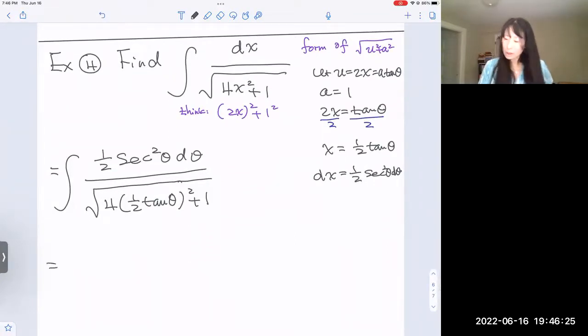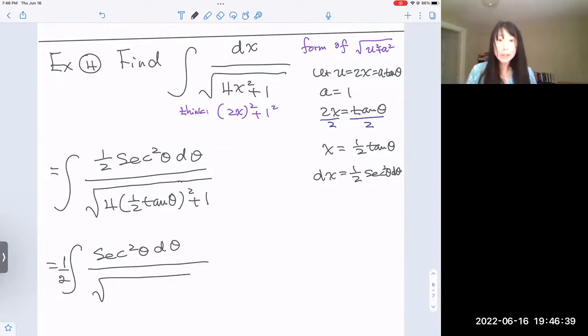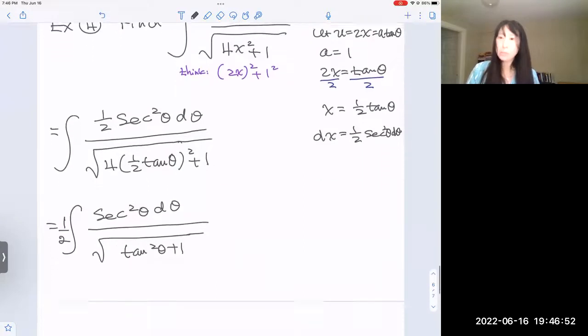Okay, let us simplify. We have 1/2, bring it out. Now secant squared theta d theta over, look at the inside. We have 1/2 squared, which is 1/4, so it simplifies with that. So we are left with tan squared theta plus 1, right? Okay?